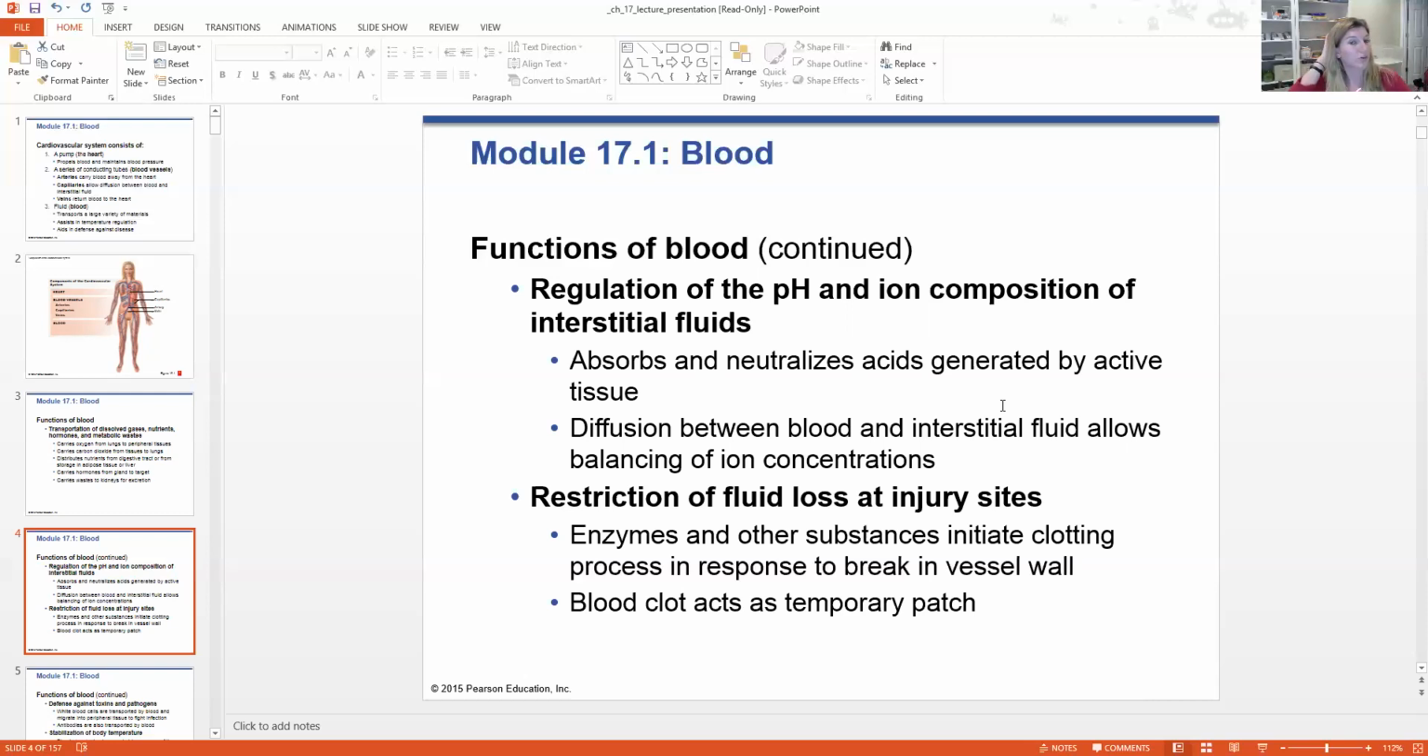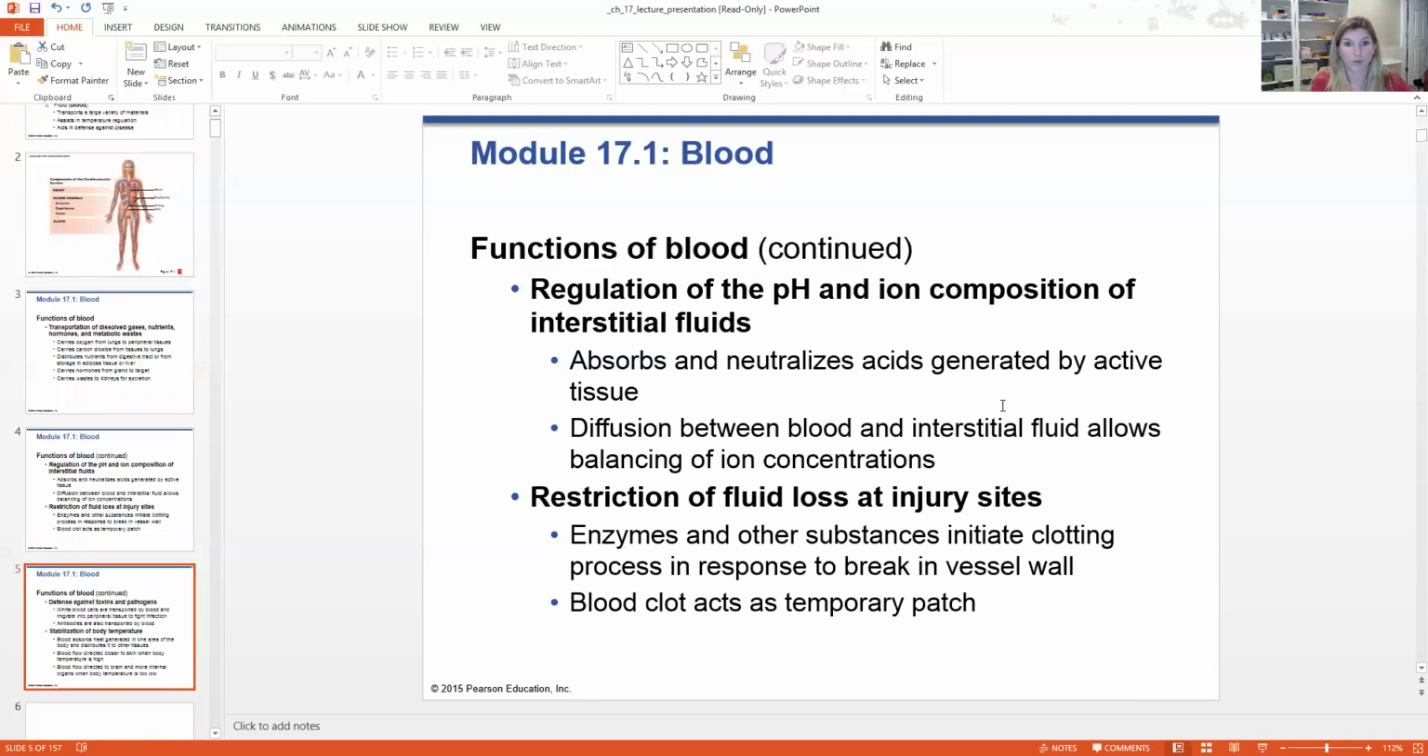Our blood is also responsible for restricting the effects of injuries throughout the body. In other words, it has a defense built into it, not just in terms of the immune system, but also for clotting. So enzymes and other substrates come in, form a clot. We'll talk about how that happens. And obviously, blood loss has ceased when those blood clots form.